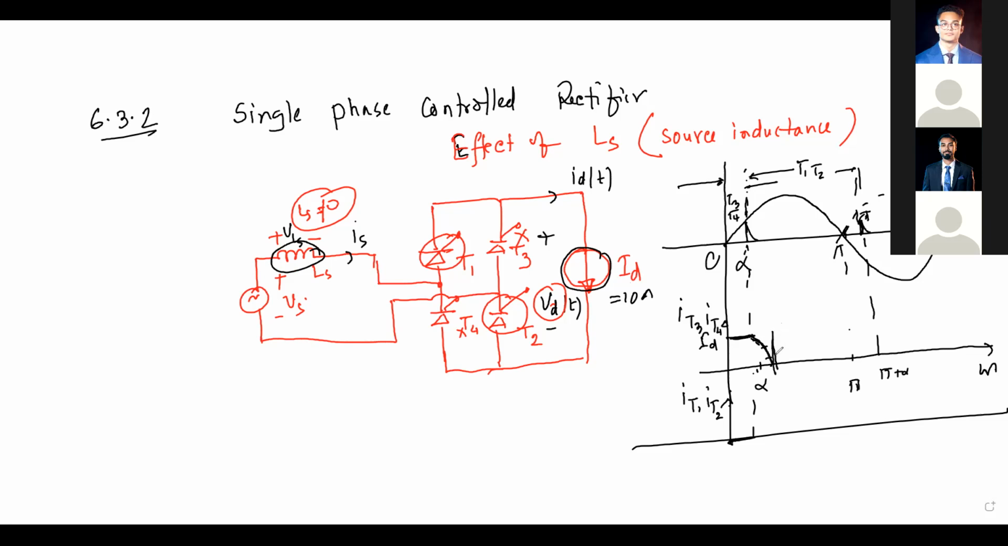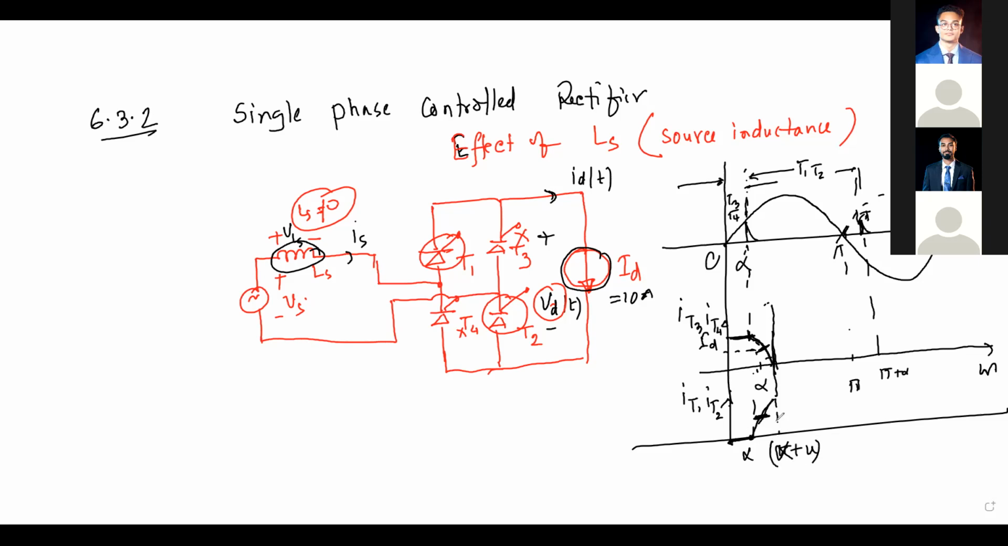And here the current of T1 and T2 will be built up, not instantaneously, rather it will also take some time. So when this current is 10, this current must be 0. When this current is 5, what will be this current? Suppose this is 5 ampere. This will be 5, because altogether the current will always be 10, right? So this is your alpha, this is alpha plus U.